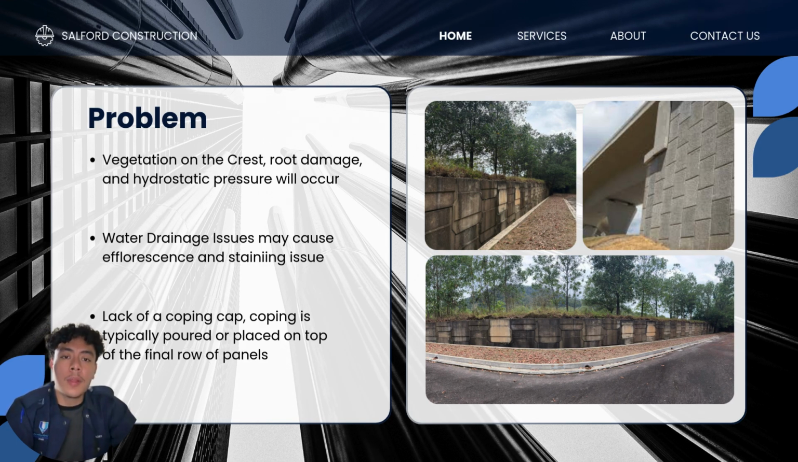Another problem that we can find on our wall is the water drainage issue that can cause efflorescence or staining. As you can see, it has a dark stain issue that is caused by water running down the wall or seeping through the joints. This suggests that the water from the wall should be diverted away from the wall in order for us to avoid this staining.